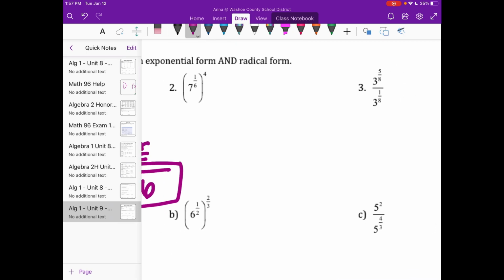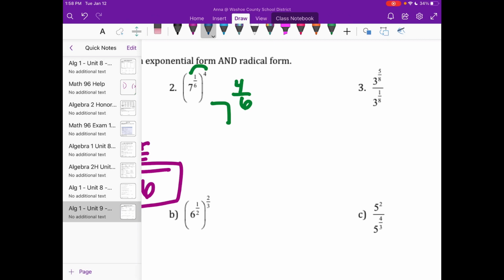For number 2, I've got a 7 to the 1/6 on the inside, and then that 4 is on the outside. So that's that power to a power rule, because I have parentheses, and then I have to bring that 4 in. Power to a power. Now, when you're multiplying a whole number by a fraction, the whole number goes on top and gets multiplied to the top number. So 7 is still the base, and then 4 times 1 is 4 over 6.